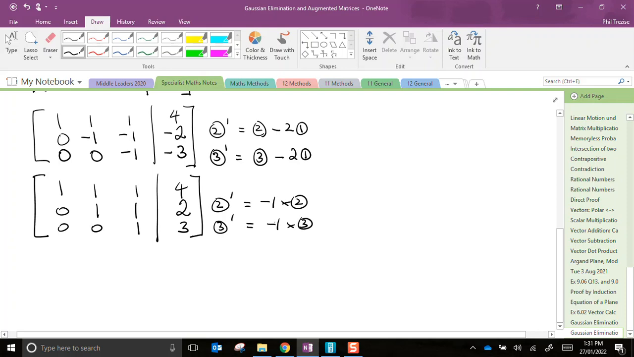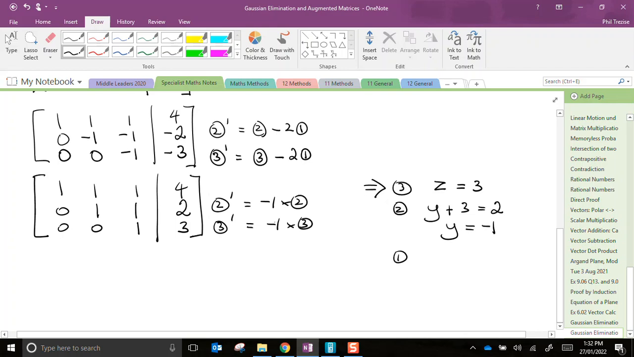At this stage, if I wanted to, I could go off and solve these. What does that tell me? By looking at row number 3, I could state that z equals 3 directly, because 0x plus 0y plus 1z equals 3. By looking at row number 2, I could state that y plus z, now I know z is 3, equals 2. That follows quickly that y equals negative 1.